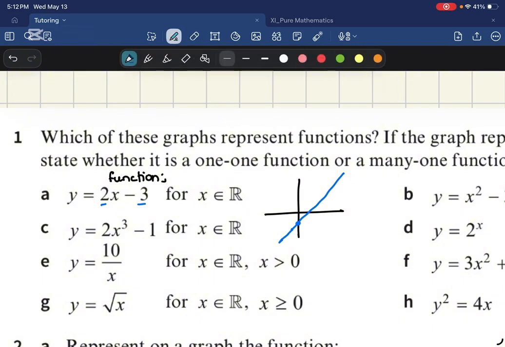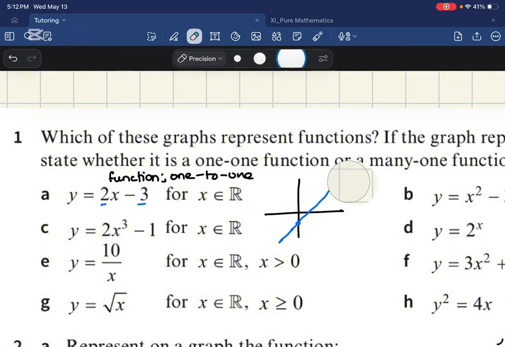All right, so this graph passes the vertical line test. That means it's a function. And if you draw a horizontal line, it only intersects once at any given point. So that means it's one-to-one. All right.